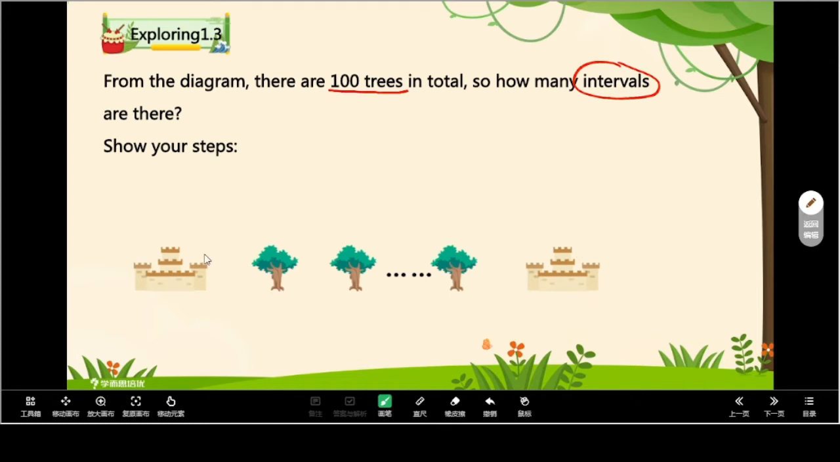Okay, move on. We need to highlight the keywords 100 trees and keywords intervals. And look at the diagram. Can we plant any trees here? No. Can we plant any trees here? Also no. And there are 100 trees in total. Which tree planting situation is it? How we plant trees? Yes, it is neither end.